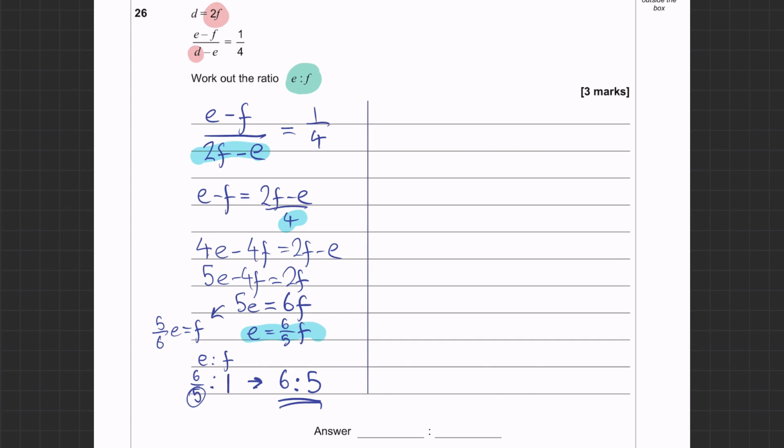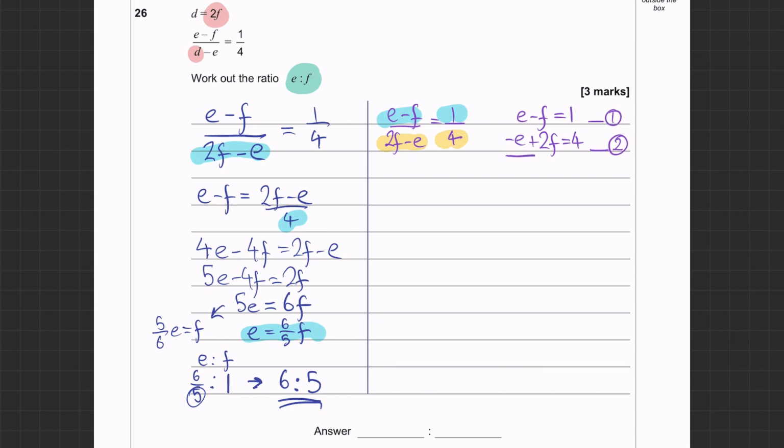However, there is a different way of doing this, which I prefer because it's less messy and I feel like there are fewer mistakes that can be made. If we have e minus f over 2f minus e is 1 over 4, well, what we can actually state is this numerator must be equivalent to this numerator, and this denominator must be equivalent to this denominator. So this is equivalent to this, and this is equivalent to this. So this numerator will have e minus f equals 1, which is our first equation. And if I rearrange the denominator, we'll have minus e plus 2f equals 4. So we're doing simultaneous equations instead.